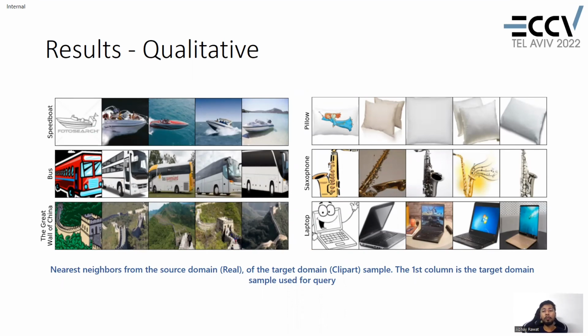Here, we present some qualitative results. We show the top 4 nearest neighbors from the source domain to the target domain sample. The left column shows the target domain, which is the clipart sample used as query. The other 4 columns on the right of each image denote the top 4 nearest neighbors from the source domain, which is real.